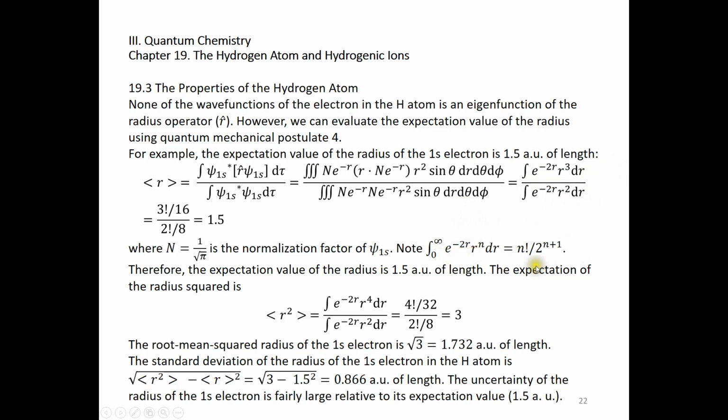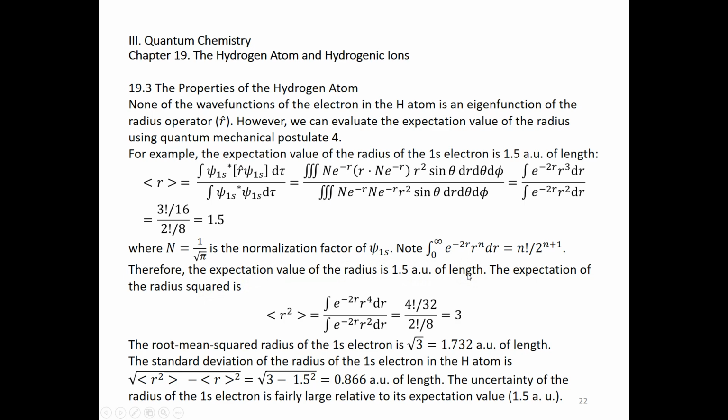Again, we're going to use this expression over here, and we plug in a equals 3 versus a equals 2. Over here, we have 3 factorial over 2 to the power of 4, and on the bottom we have 2 factorial over 2 to the power of 3. We get 1.5. So the average radius is 1.5 for the 1s electron. Alright, so that's the physical meaning of this.